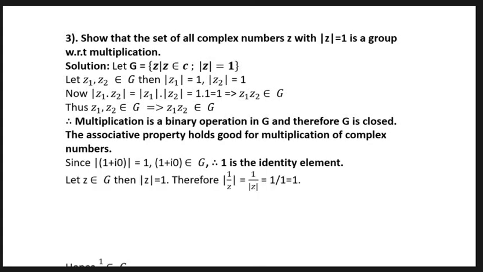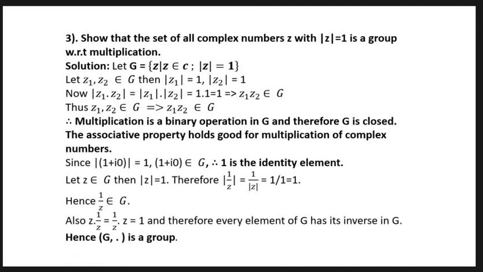Let us consider Z belonging to the set G, then modulus of Z is equal to 1. Therefore, modulus of 1 by Z is equal to 1 by modulus Z, which is equal to 1 by 1, that is nothing but 1. Hence 1 by Z belongs to G, and also Z into 1 by Z is equal to 1 by Z into Z. See, in the product of these two, the Z and Z cancel, so it is equal to 1. Therefore, every element of G has its own multiplicative inverse. Hence, G under multiplication is a group.